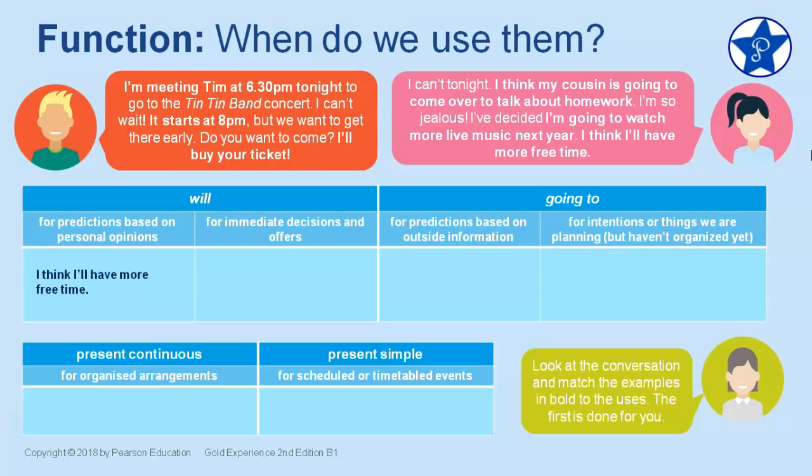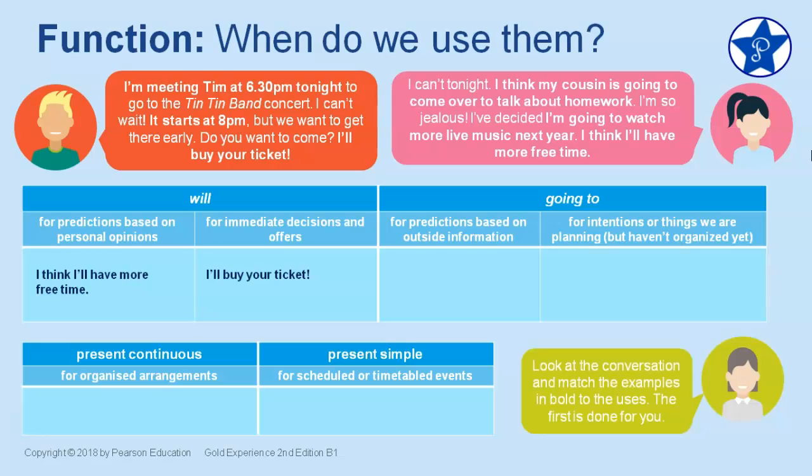So we use will for predictions based on personal opinions. That's why I think I'll have more free time goes into the first box. Then we also use will or future simple for immediate decisions and offers. I'll buy you your ticket. You see, this is a spontaneous decision, an on-the-spot decision. That's why we use it with will.